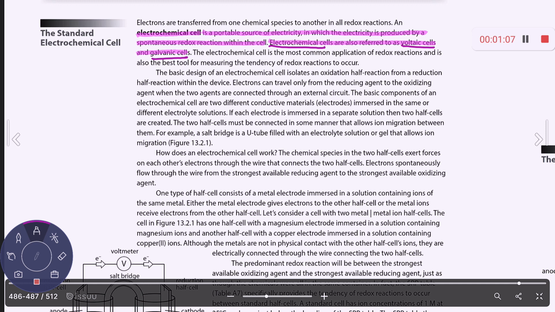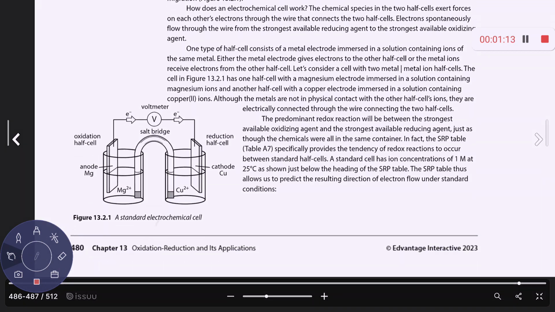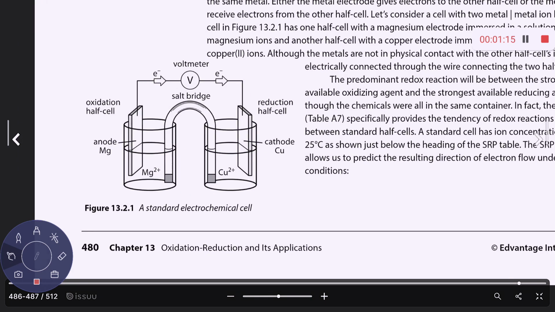So can I move to the bottom of the page? Okay, so the basic design for an electrochemical cell looks something like this. We've got two different compartments. They kind of look like two different beakers. And typically you're going to have a metal, and this piece of metal is known as an electrode. In this case, the metal is magnesium. And on the other compartment, we have another metal, and this metal is copper.